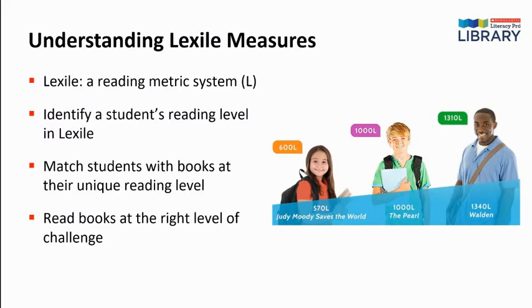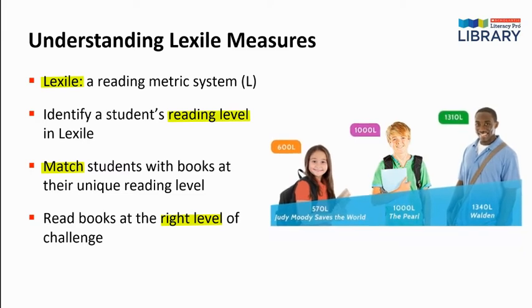Your students might be the same age but have very different reading levels. It can vary as much as their shoe sizes. Lexile is a reading metric system which identifies your students' reading abilities in Lexile levels. It also matches your students with books at their unique reading level so that they get the right level of challenge. The idea behind Lexile is simple. If you know how well a student can read and how hard a specific book is to comprehend, you can predict how well that student will likely understand that book.